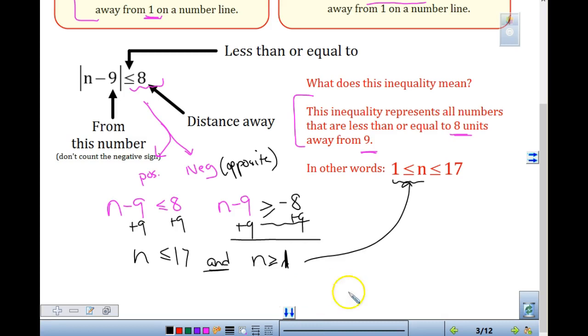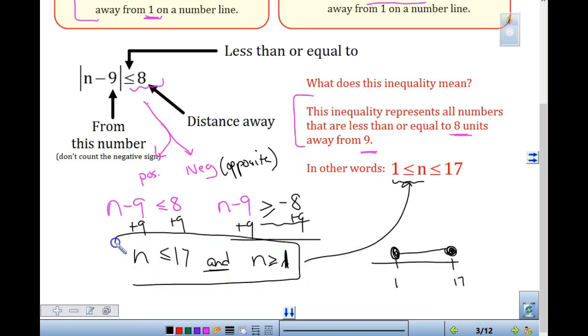Why is it an and and not an or? Because if I asked you to graph this, what are your possible numbers? It goes from 1 to 17. It goes in between 1 to 17. That is an and. I will tell you that on this test, I will take your answers written this way, same in your homework. But when you check it, it might be written this way in the back of the book. These are the same phrase.